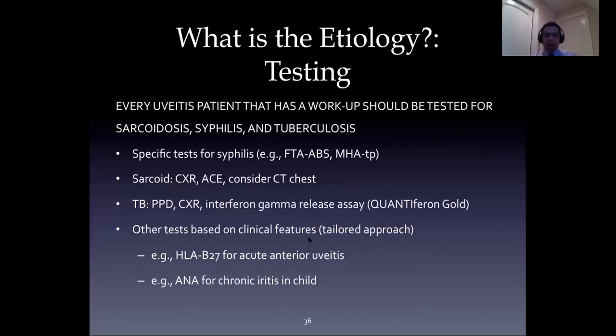So every uveitis patient that has a workup should be tested for sarcoid, syphilis, TB, SST. Just remember that. If you remember one thing from this lecture, I want you to take that away, okay? So what kind of tests do you do for syphilis?